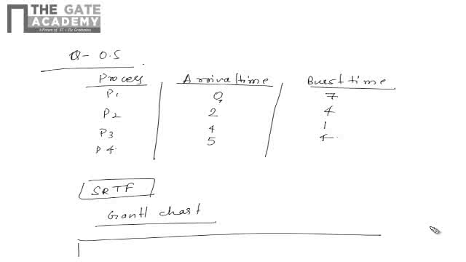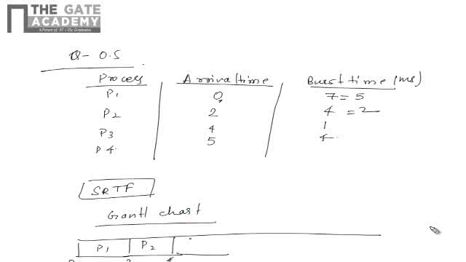First P1 arrives at 0 and runs for 2 milliseconds, because at 2, P2 arrives. Of P1's burst time of 7, 2 milliseconds have passed, so the remaining is 5 milliseconds. Now P2 runs, and again till 4 it will run, so its remaining time is now 2.